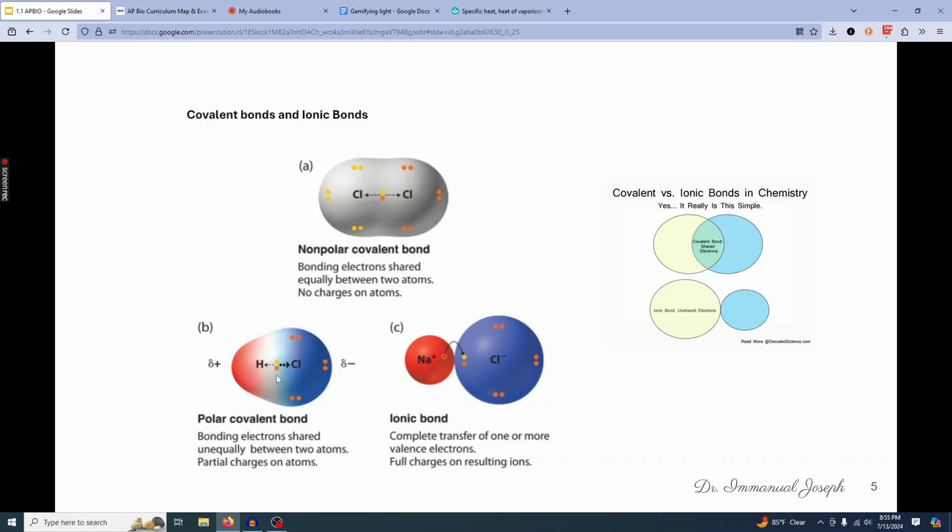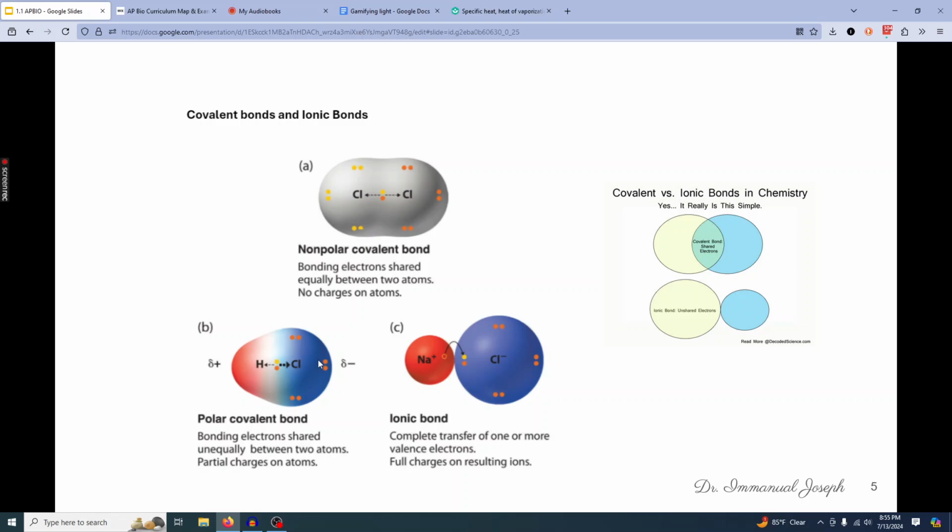But what about HCl? So you have chlorine, which has got a huge electronegativity, because think of the number of protons that are present in chlorine as opposed to hydrogen, which simply has 1 proton in its nucleus. So as a result, chlorine has a much stronger ability to attract electrons towards itself. So the electrons, even though they are shared, are unequally shared, meaning that the electrons are now closer towards chlorine compared to hydrogen.